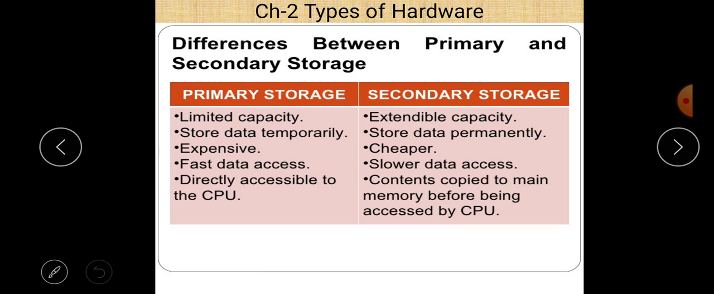Difference between primary and secondary memory: primary memory is much faster than secondary memory, less expensive as compared to the secondary memory, and data is stored temporarily in primary memory, while we can store data permanently in secondary storage. And the most important point, primary storage is directly accessible to the CPU, while in case of secondary storage, contents are copied to the main memory before being accessed by CPU.